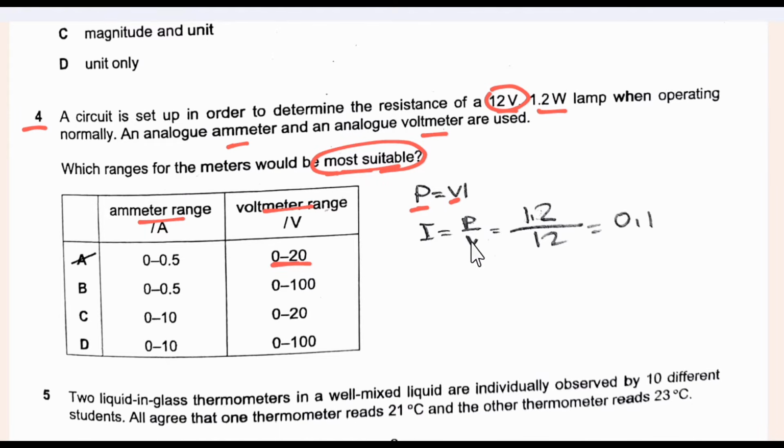Current is the power divided by voltage, which comes to be 0.1. The 0.1 is within the range 0 to 0.5, but if we consider that range, then 0.1 would be a small value and the accuracy would not be that great. So in the other range the 0.1 is more accurate, so the answer should be A.